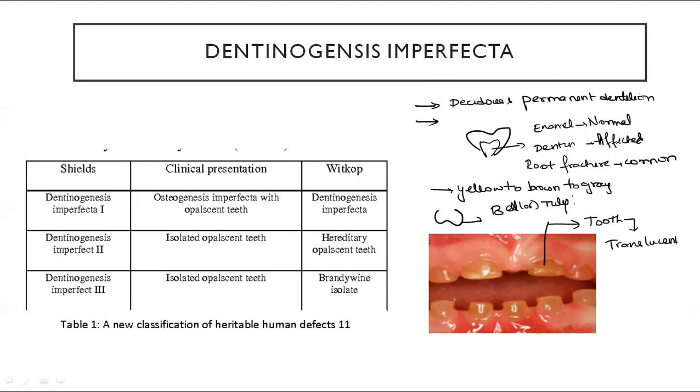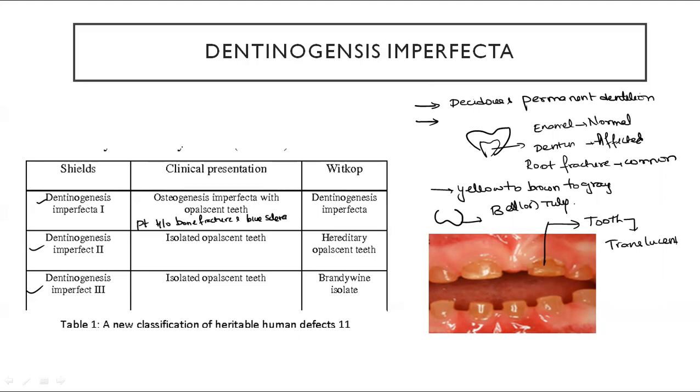Okay, now here we have three types of Dentinogenesis Imperfecta. Dentinogenesis Imperfecta 1, 2, and 3. What happens in type 1, also known as Shields type 1, is it occurs in conjunction with Osteogenesis Imperfecta. Okay, and here the patient has a history of bone fracture and also blue sclera.